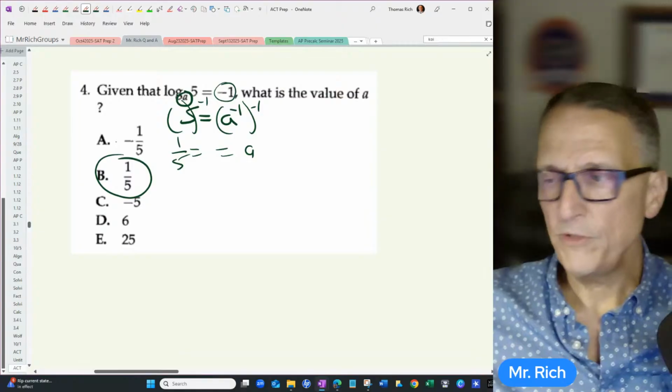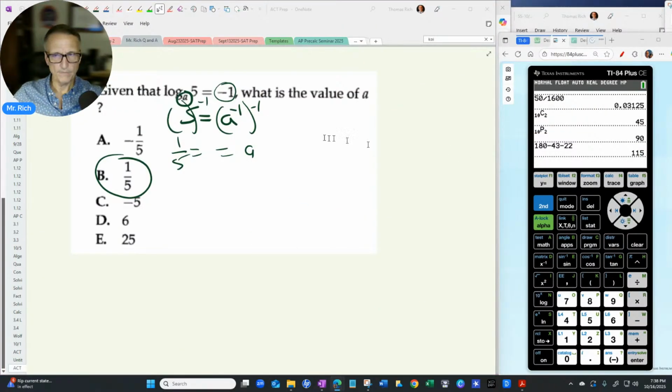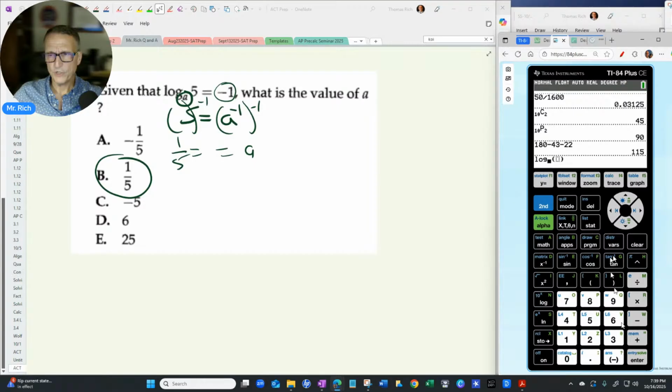Now, let me show you what you can do on the TI-84 as another option here. There is a logarithm function that's hidden in the math menu of your TI-84. If you click on the math button and scroll up to get to the bottom of this list, you'll see log base. So one of the things you could do is say, well, how about if I pull up log base?